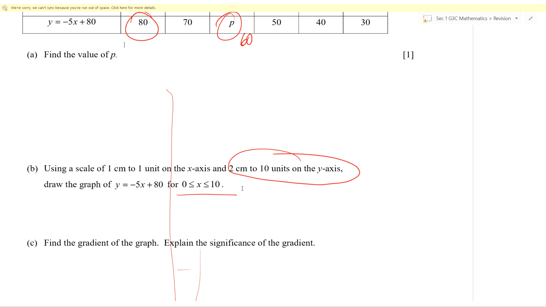it means the temperature decreases by 5 degrees Celsius per minute. Okay, so this is one accepted answer. The other accepted answer will be, you tell me it represents the rate of change of temperature. It's just like our distance and time.